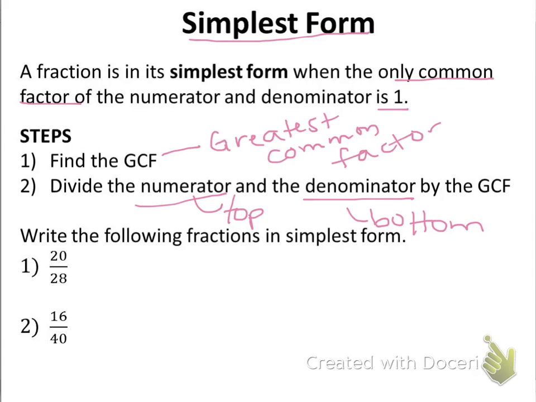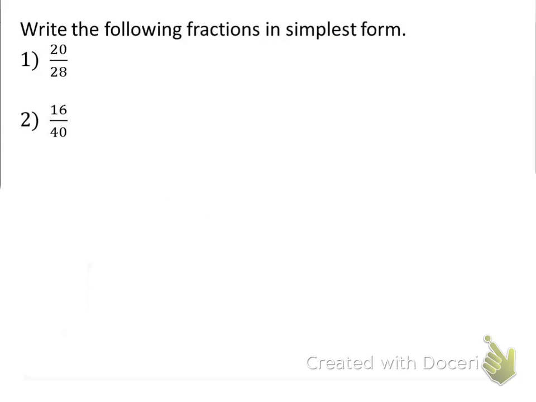I'm going to go to the next page. Okay, the first example is 20/28. We're going to focus on that one first, and I'm going to do it down over here. So, our first step of our two steps is to find the greatest common factor. We talked about this last semester.